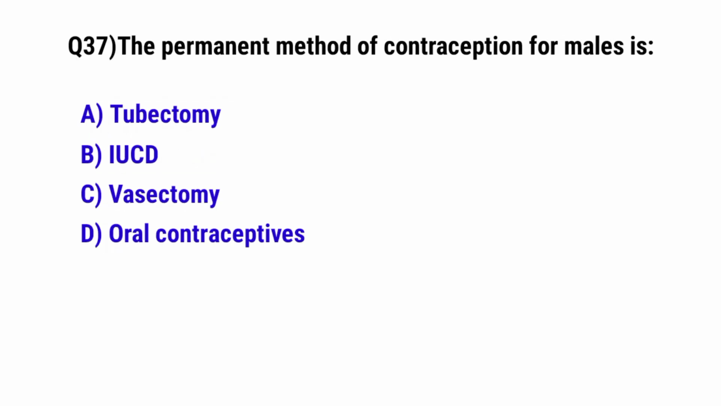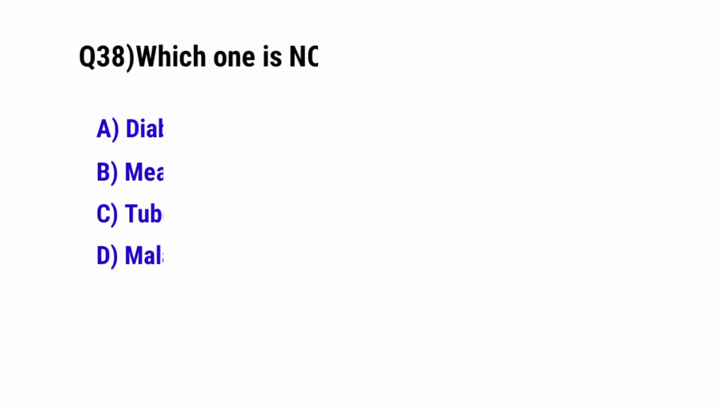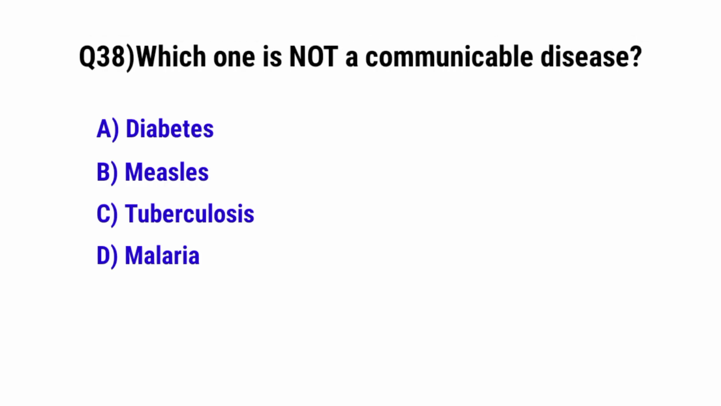Question number 37. The permanent method of contraception for males is. The correct option is C. Vasectomy. Question number 38. Which one is not a communicable disease? The correct option is A. Diabetes.